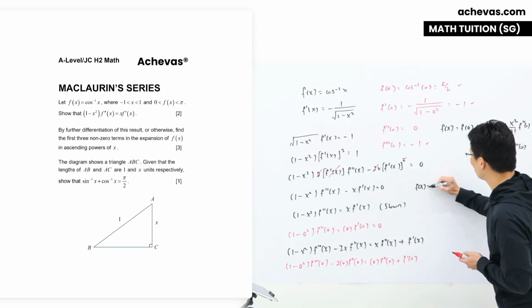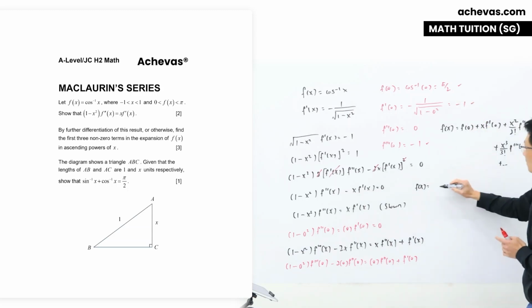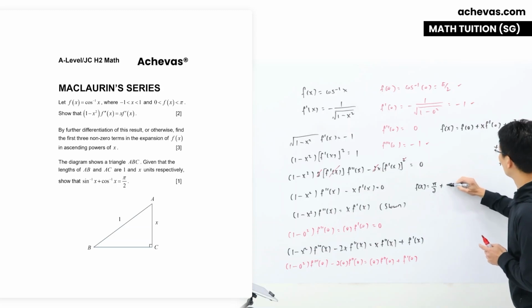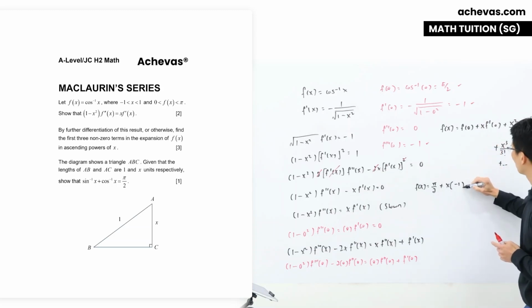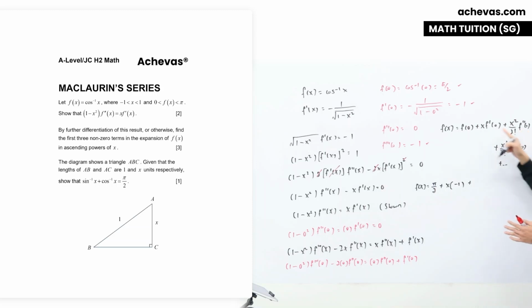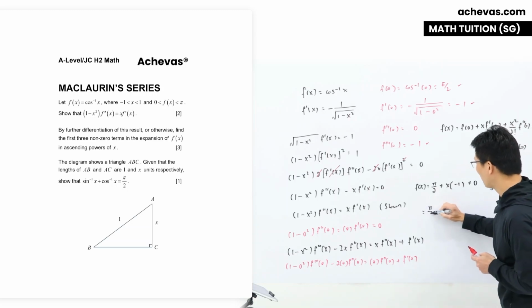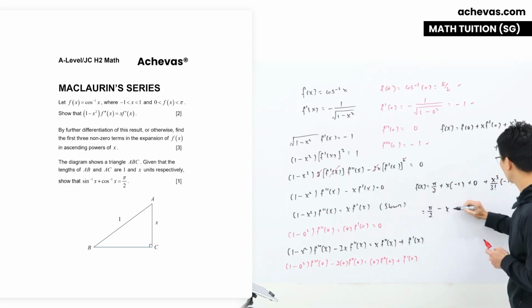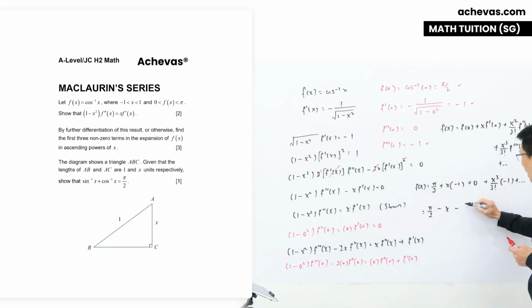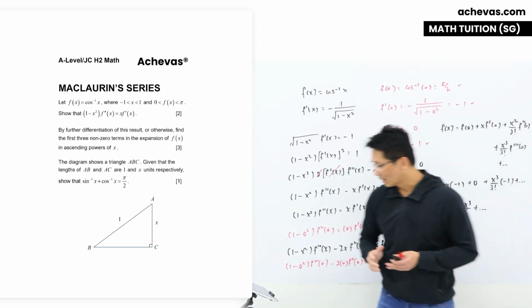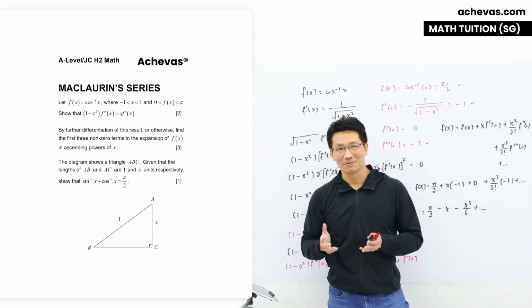Therefore, I will have f x, subbing in the respective values. This is pi over 2. This will be x. This will be minus 1. This will end up to be 0 because f double prime 0 is 0. And this final term is x cubed over 3 factorial, and this value is minus 1, plus dot dot dot. Simplifying this, I'll have pi over 2 minus x, 3 factorial is just 6, I will have x cubed over 6 plus dot dot dot. So this will be my Maclaurin expansion for my cos inverse x.